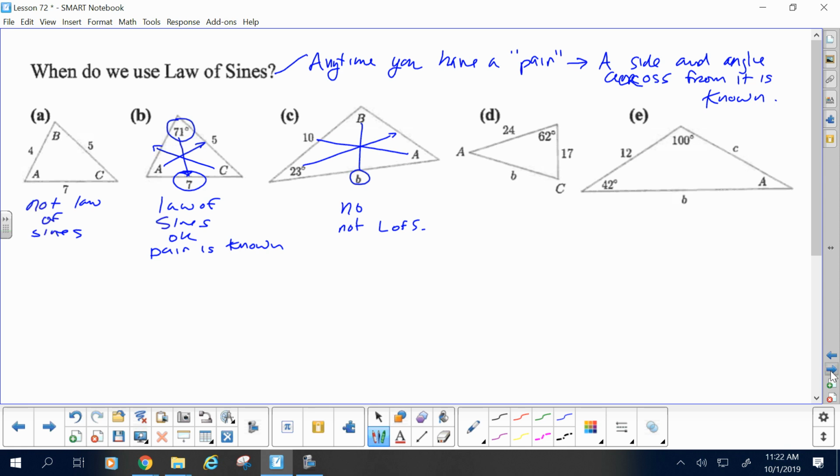In D, what side and angle are known? 62 and, uh-oh, I don't know it. So no. What else? That's the only angle you know. So is that okay or no? No. Okay. What about E? You have 100, but you don't know B, so that's a no. You have 42, but you don't know C, so that's a no. And you have 12, but you don't know A, so that's a no.